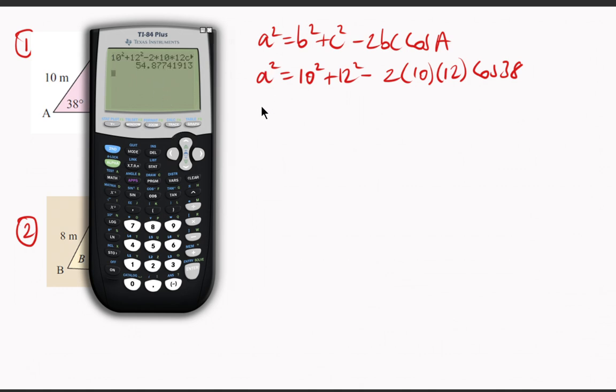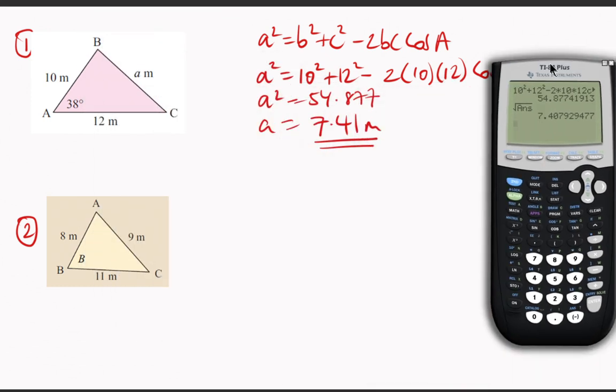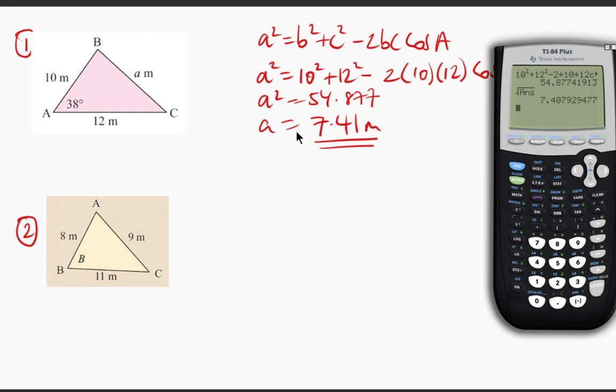So this is telling me that a squared is 54.877. So I just need to square root that. And I get 7.41 meters. Yeah, so it's reasonably straightforward to work out the length. So you have to check this condition: two sides, angle in between, you're finding the opposite length.